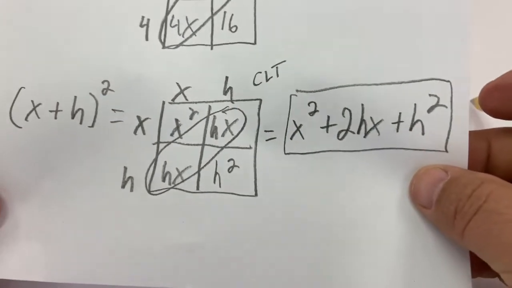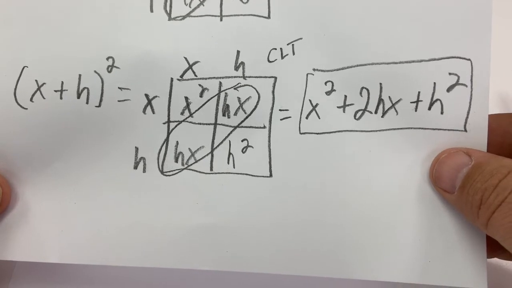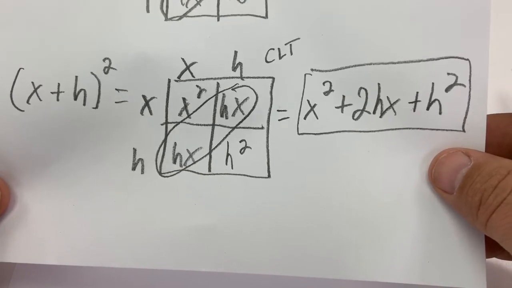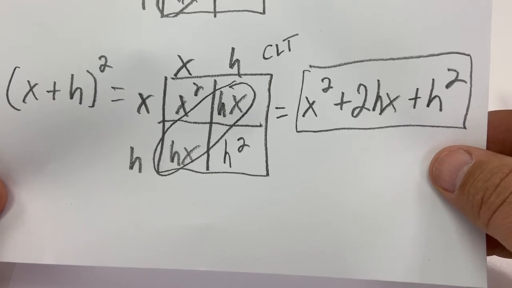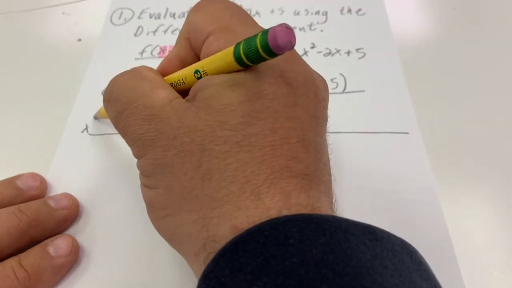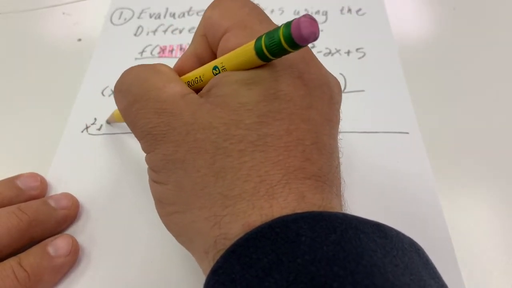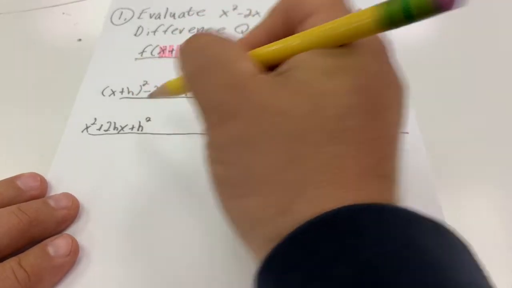And notice we already worked that out in the prerequisite. The quantity x plus h squared equals x squared plus 2hx plus h squared. So this FOILed out is x squared plus 2hx plus h squared.